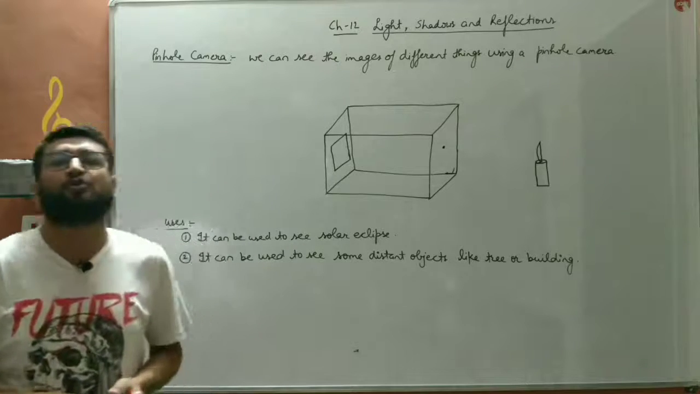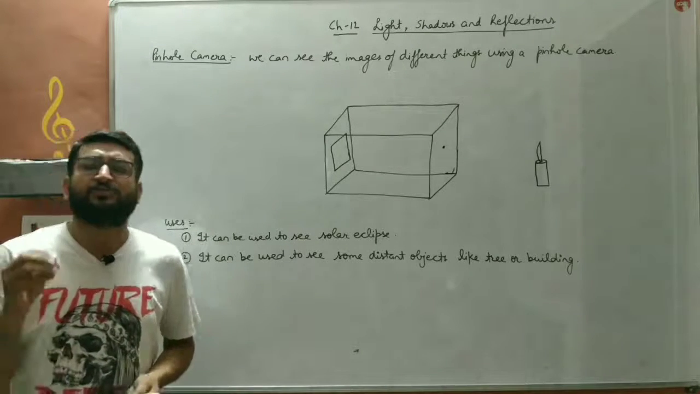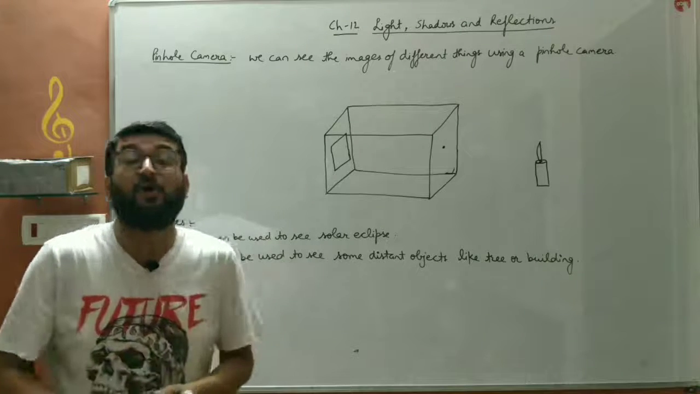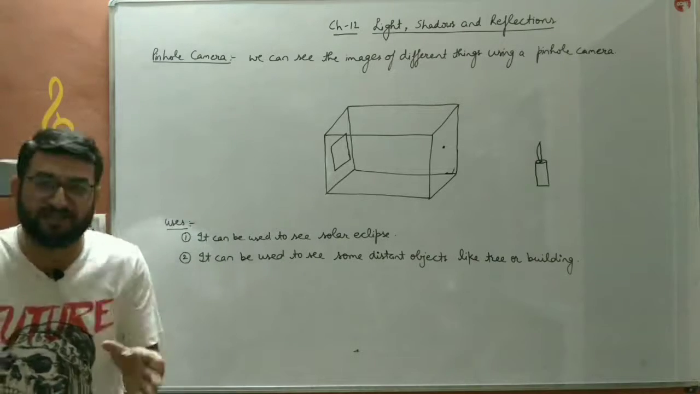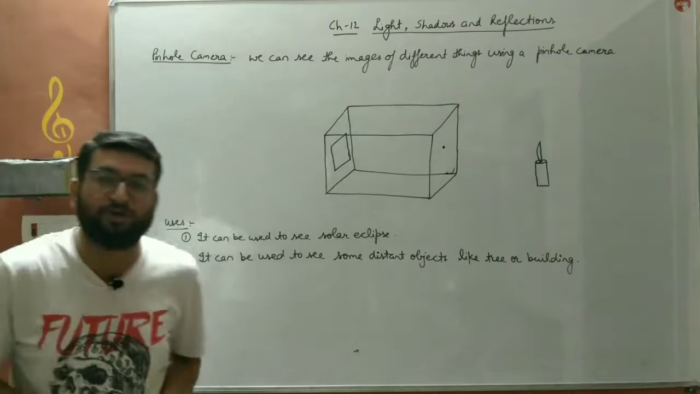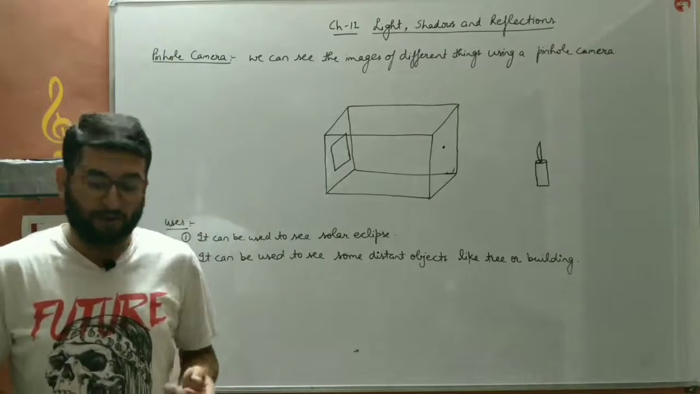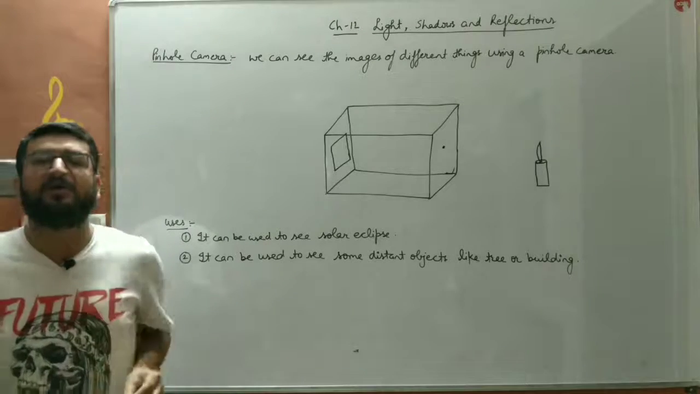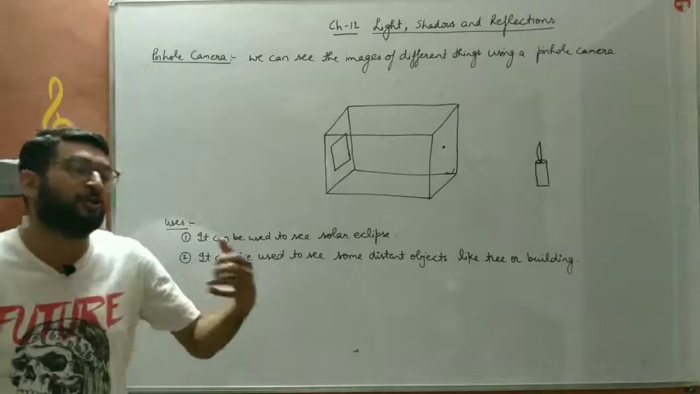The second one is translucent objects. The objects which allow some portion of the light to pass through them, they allow the light to pass through them partially, are known as translucent objects. Examples: frosted glass, butter paper, tissue paper, all these are translucent objects.